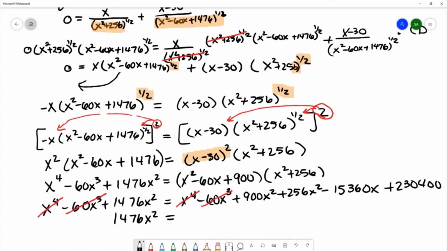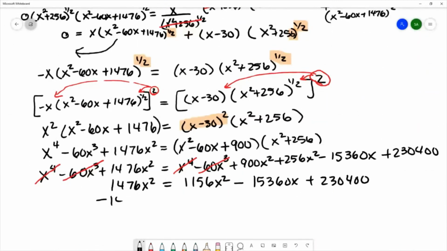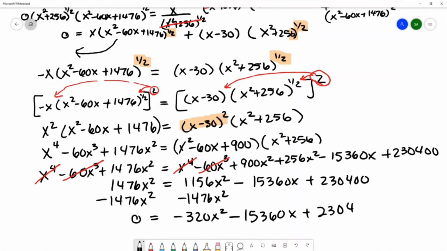So 900 plus 256 will be 1,156x squared minus 15,360x plus 230,400. So let's subtract 1,476x squared to move everything onto the same side. That will give me negative 320x squared minus 15,360x plus 230,400.